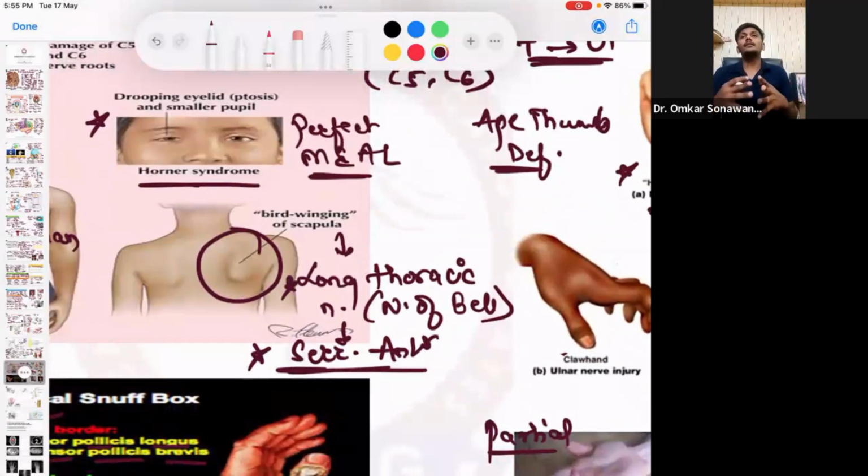If there is long thoracic nerve injury, it is also known as the nerve of Bell. So the long thoracic nerve is also known as the nerve of Bell, and it supplies which muscle? It innervates the serratus anterior muscle. If there is palsy of the long thoracic nerve, or the nerve of Bell, it will cause winging of the scapula.